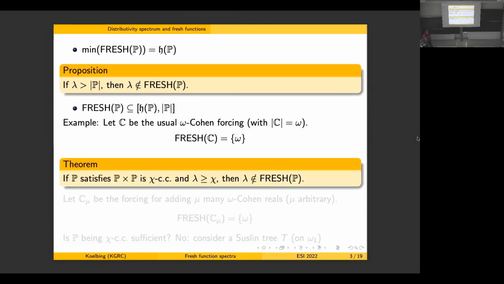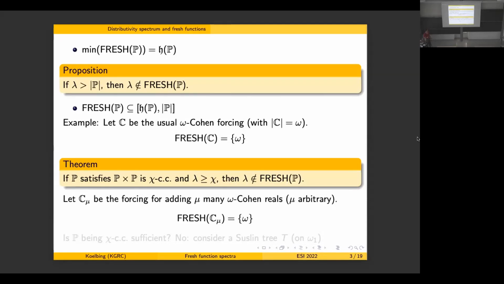We can do a bit better than this size. We can show that if the product of P with itself has the kappa-c.c. and lambda is at least kappa, then this lambda does not belong to the fresh function spectrum. The proof of this theorem is a generalization of a branching lemma. The lemma says that if we have a tree of height lambda and a forcing such that the product has the kappa-c.c., then this forcing does not add new branches to the tree of height lambda. And then some generalization gives us that there are no fresh functions on this.